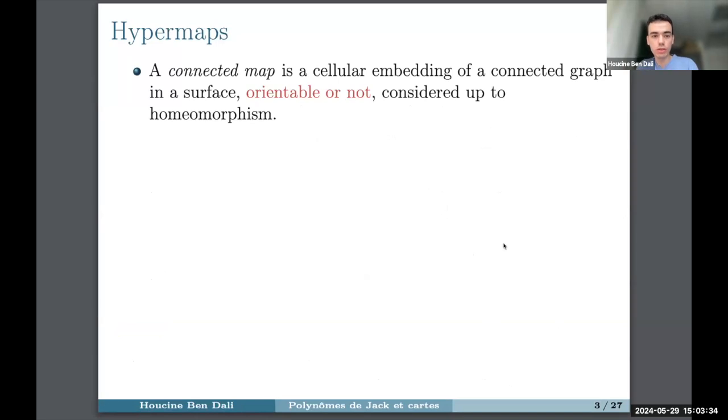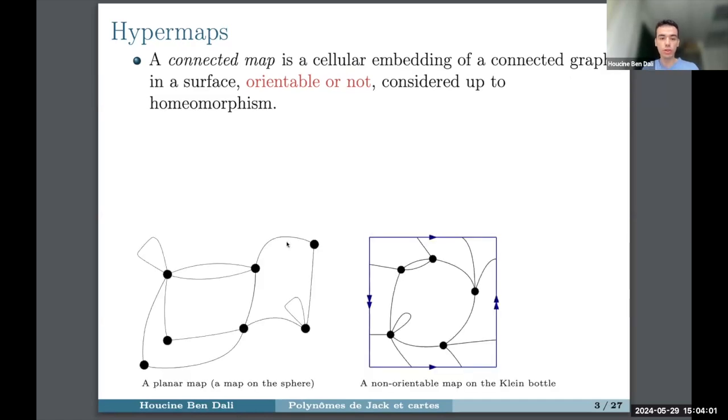I will try to recall some definitions that Victor already gave, but maybe a little bit differently. Another way to define maps is to start first with connected maps. A connected map is just a connected graph which is drawn on a surface, orientable or not. The goal will be to count connected maps up to homeomorphism. Here we have two examples of connected maps. The first one is planar, so it is just drawn on the plane, or we can draw it on the sphere without intersections of the edges.